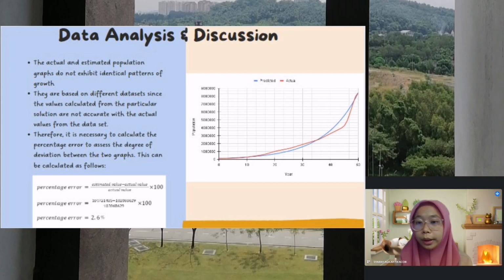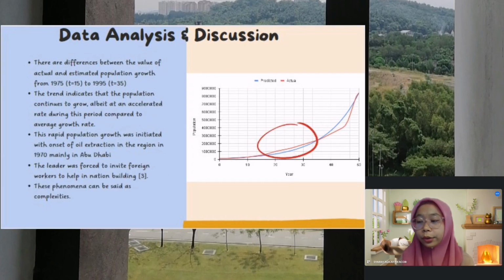So we substitute the sum of the population for the estimated value, as you can see in the slide, and we also subtract the sum of the total population for the actual value, divided by the actual value. So we get the percentage error of 2.6%.